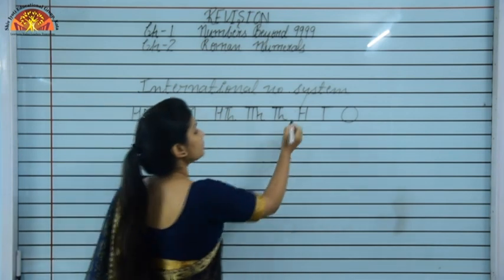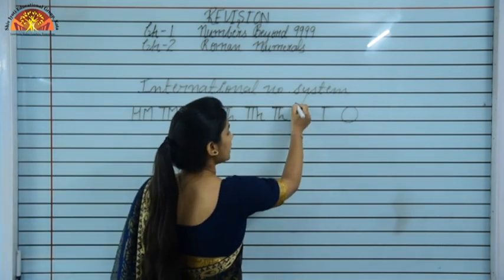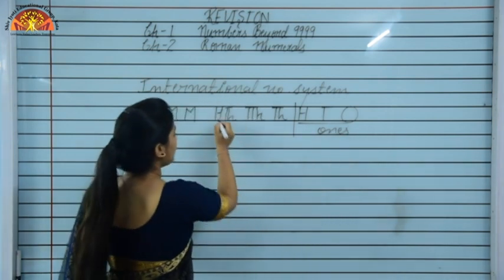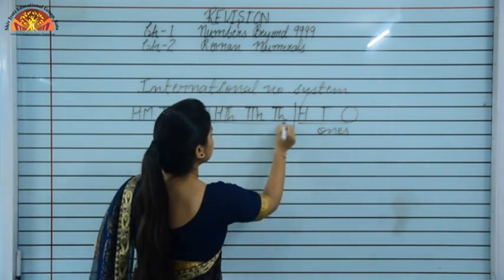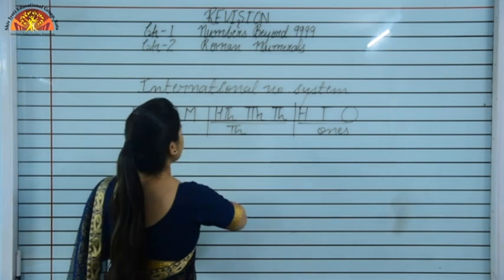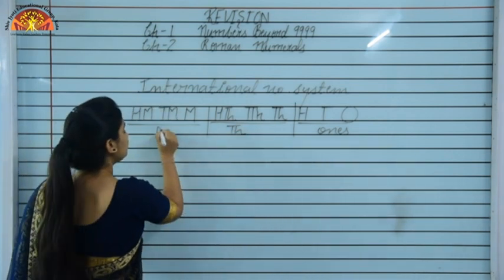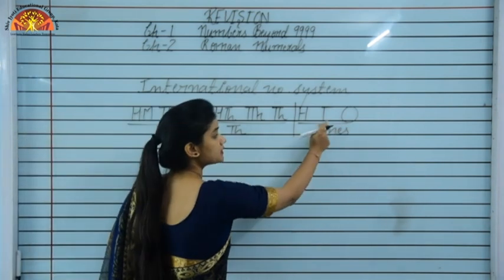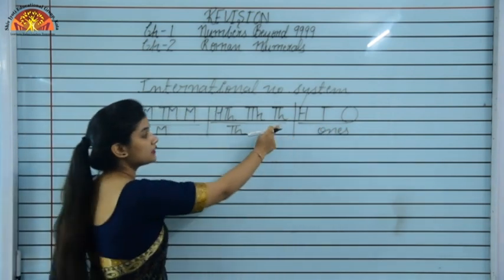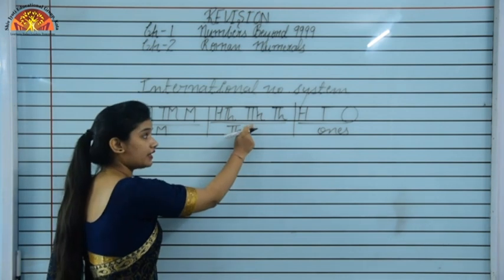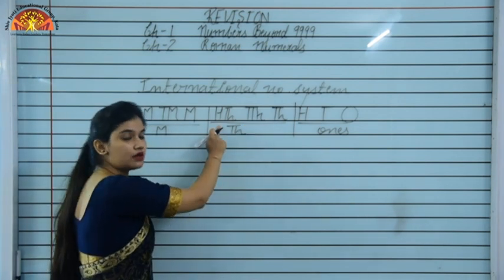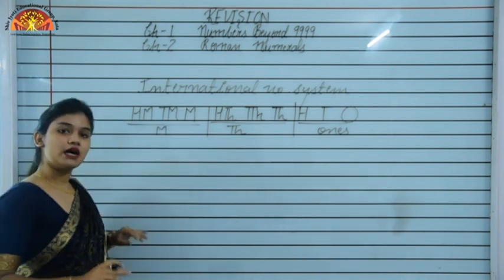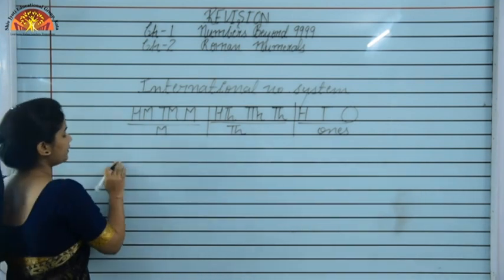Understood? So we'll divide these groups like ones, then thousands, and then millions. Understood students? First will come ones, tens, hundreds, thousand, 10,000. After 10,000 will come 100,000, then million, 10 millions, 100 millions. Understood? Now we are taking an example.